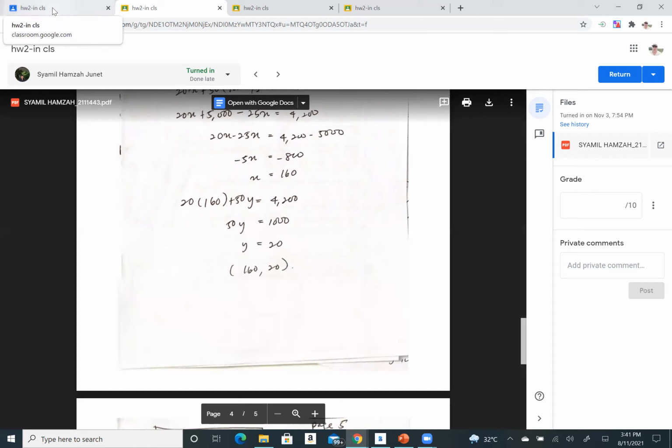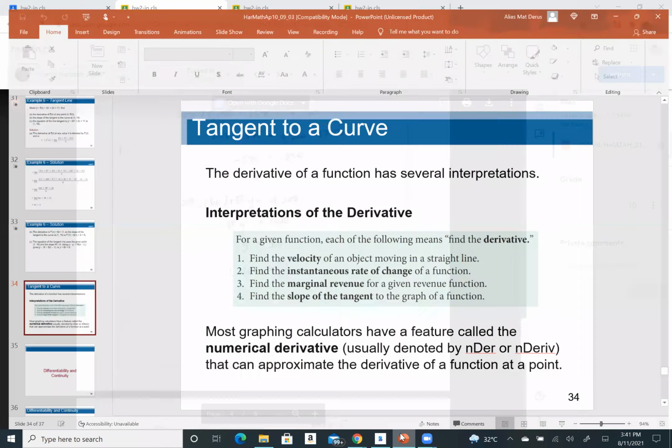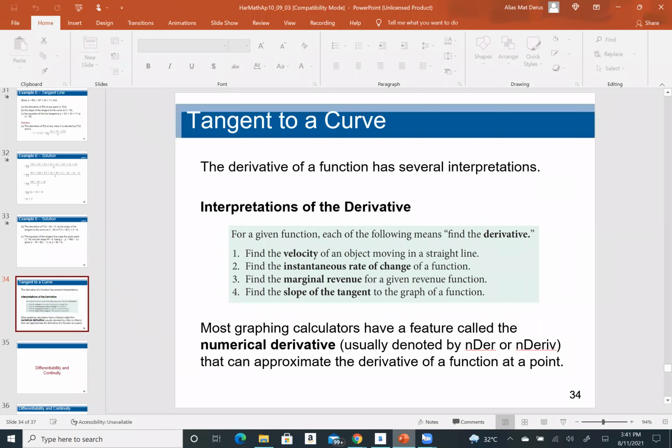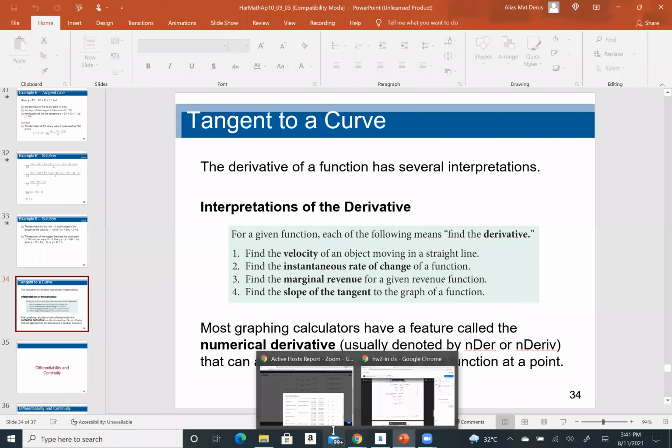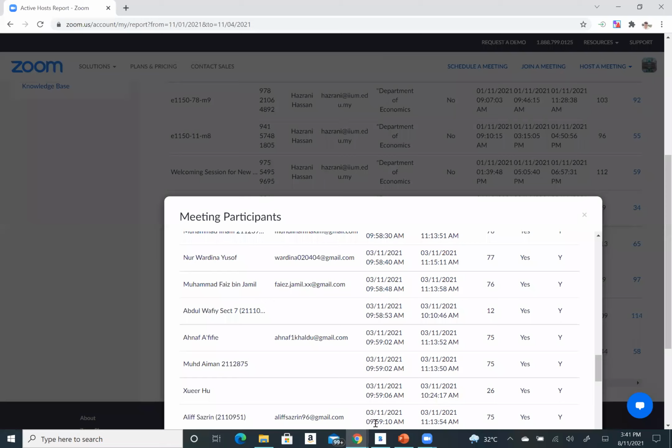So that's the homework. Now I would like to go a little bit about your name. Now, when I look at your names... Sir, sorry, sir.